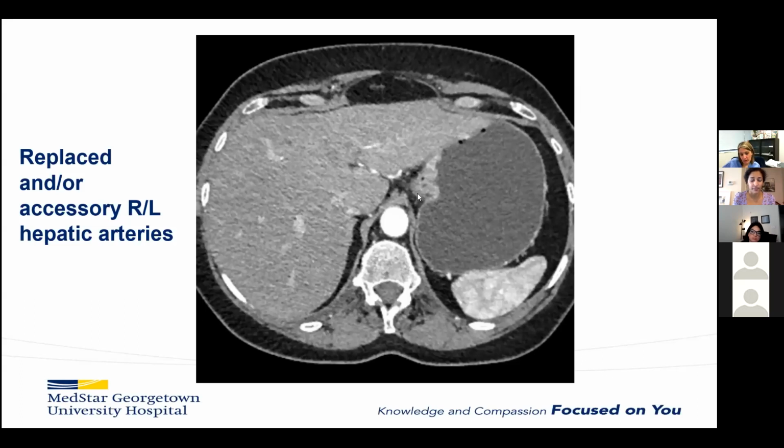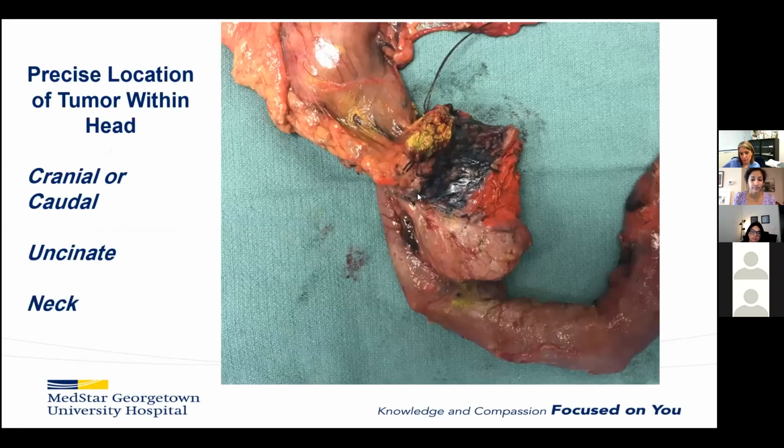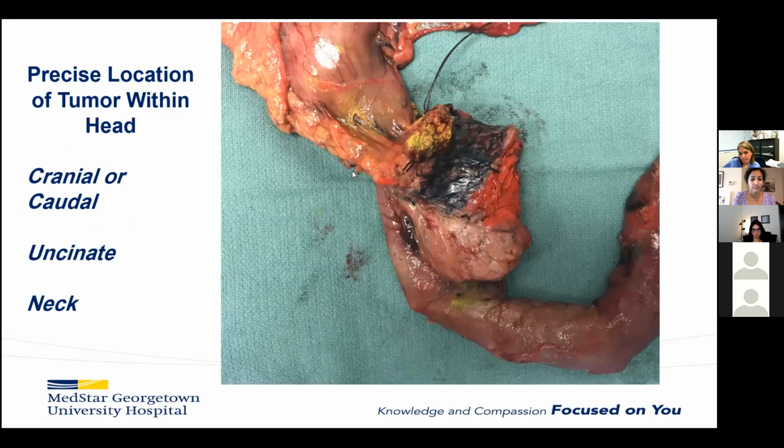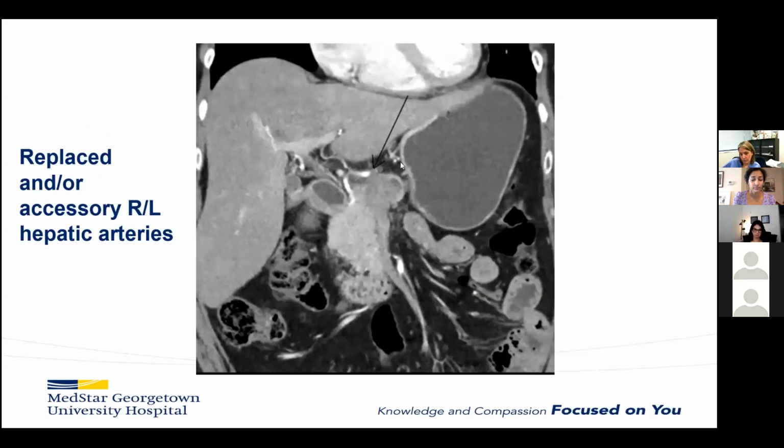So that means we can have a different operative approach, where we can transect the common hepatic here and take it back and remove the whole celiac trunk without having any issues related to arterial flow, at least. So the existence of replaced or accessory vessels and where they come from is really important for lots of reasons, not just when there's arterial involvement, but also can help us know what part of the liver may need to be sacrificed.